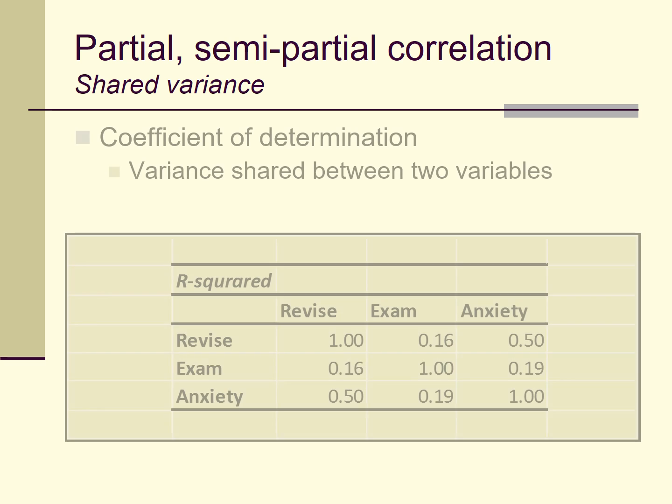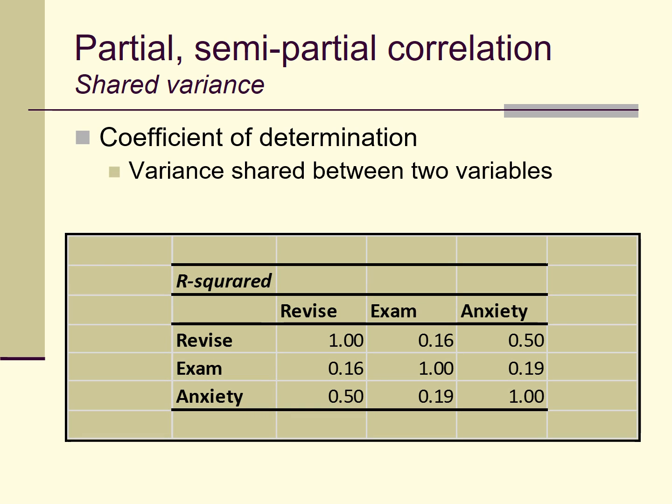Now, we're already familiar with the idea of coefficient of determination, or R squared, as a way of expressing the variance that's shared between two variables. So for instance, we could just do the simple correlations between time spent studying, anxiety, and performance, and then we could square each of those values to get a sense of the variance that's shared between the pairs of variables. How much variance is shared between time spent studying and exam performance, or time spent studying and anxiety?